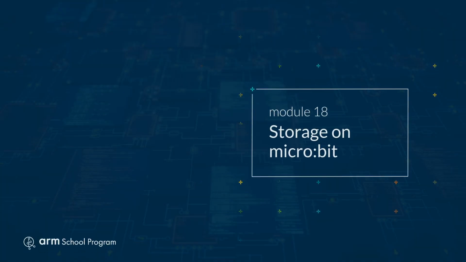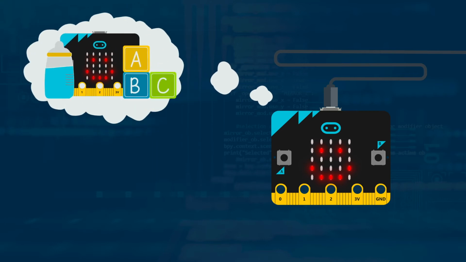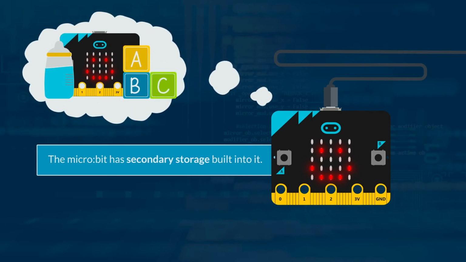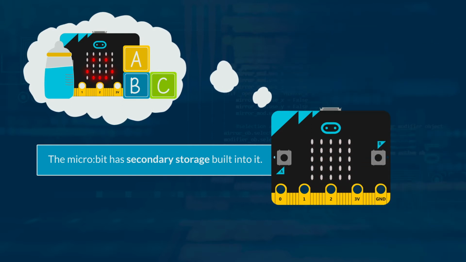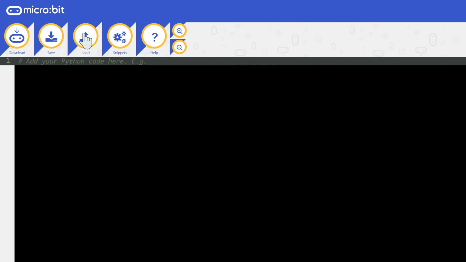Module 18. Storage on microbit. Just like most computers, the microbit has memory in it that you can use to store data. This is secondary storage because it is long-term storage. If you disconnect your microbit from power, data in the secondary storage will not be lost. The data is stored in files.